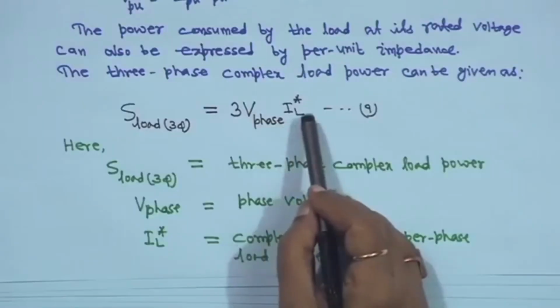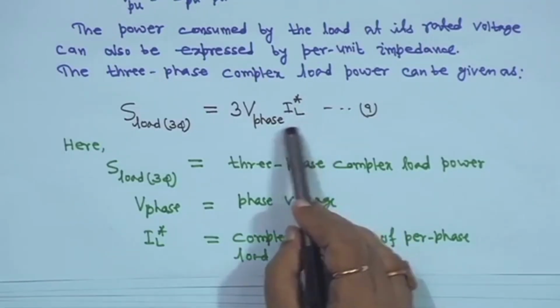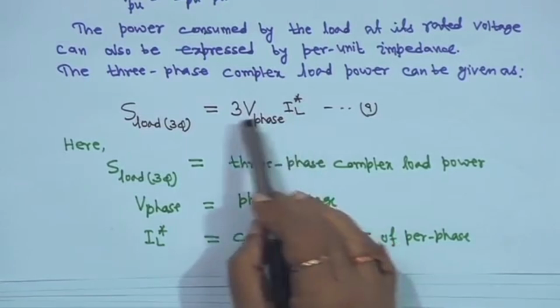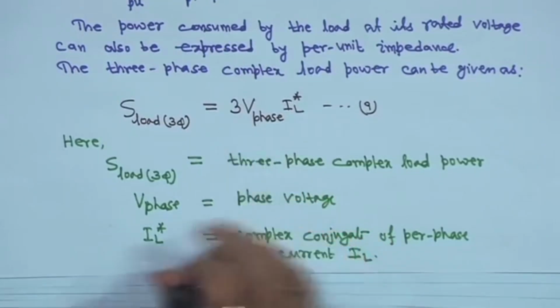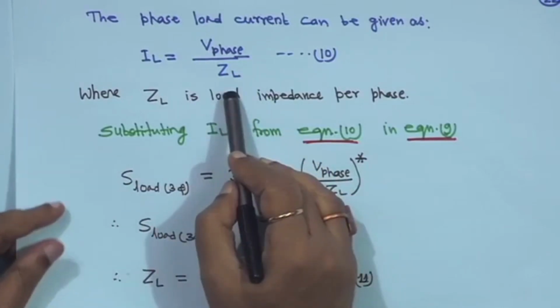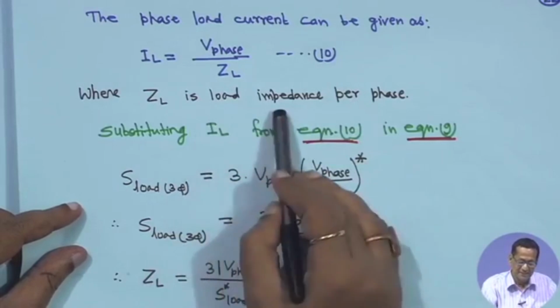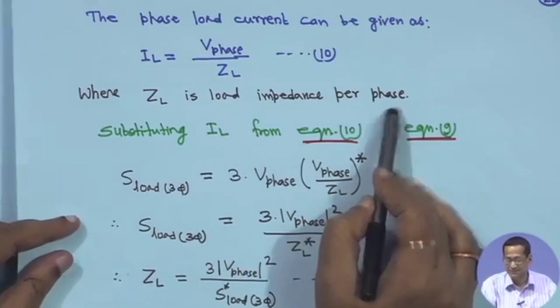V phase into IL, this is the phase load current, per phase current. This is for 3 phase, that is why 3 is multiplied, understandable, right. Now, the phase load current can be given as IL is equal to V phase upon ZL, where ZL is a load impedance per phase. This is equation 10.